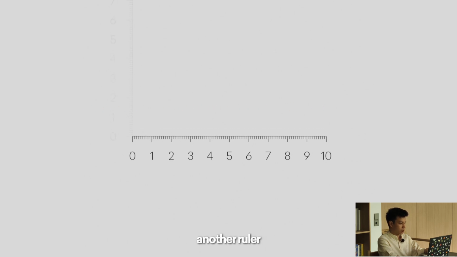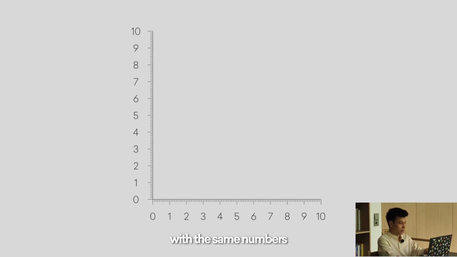Now let's add another ruler this way, with the same numbers. The dots are placed in this location. Basically, we say 1, 1, 2, 1, 3, 1, and so on. Congrats! Now you have 2D factor diagram.